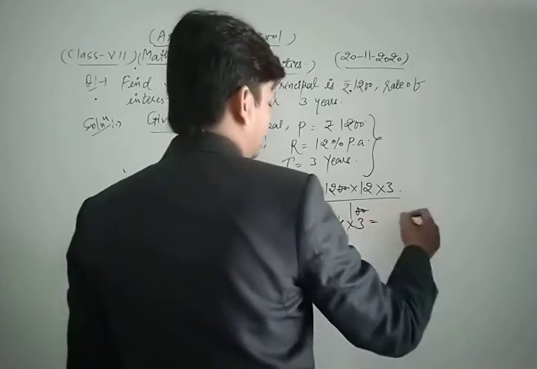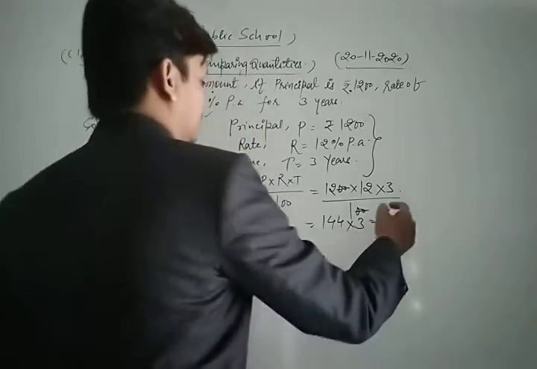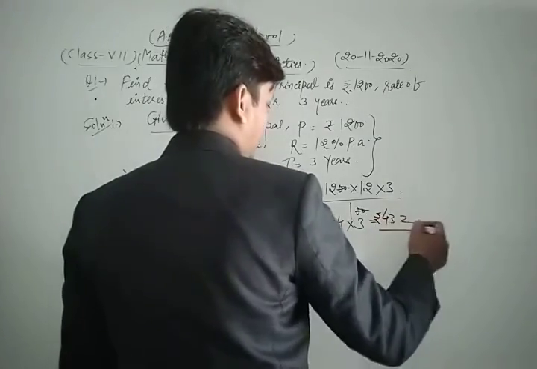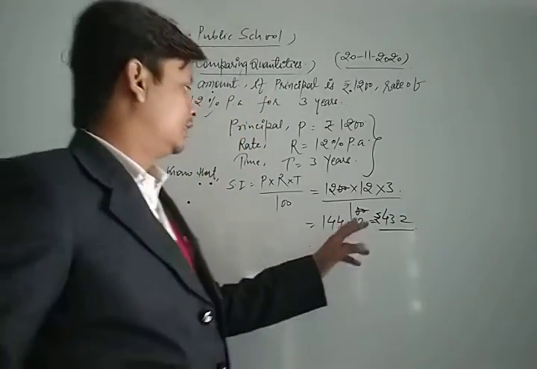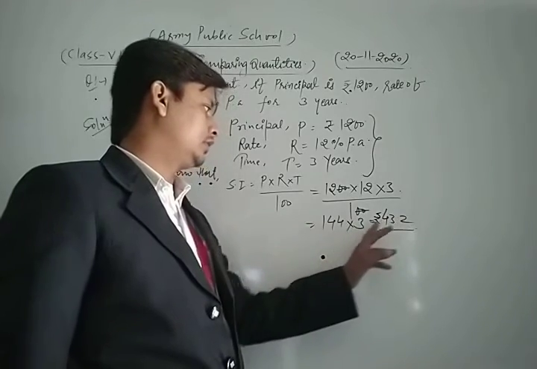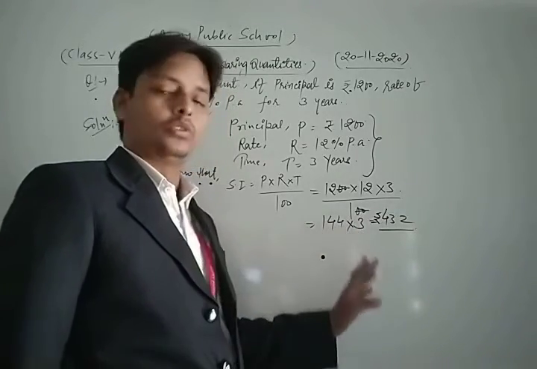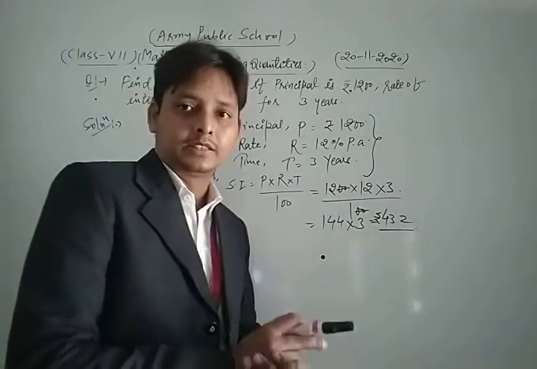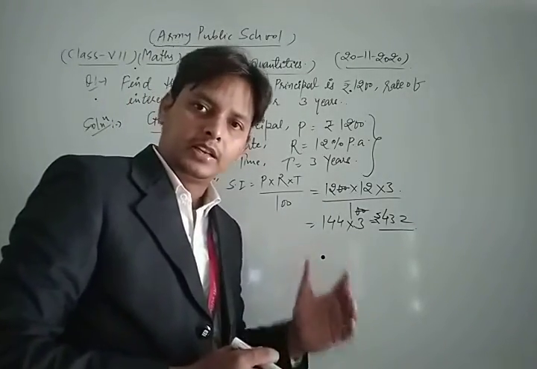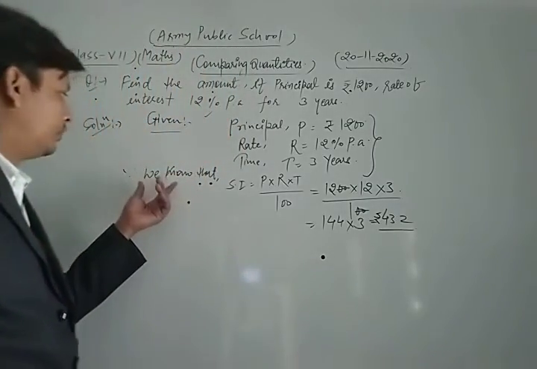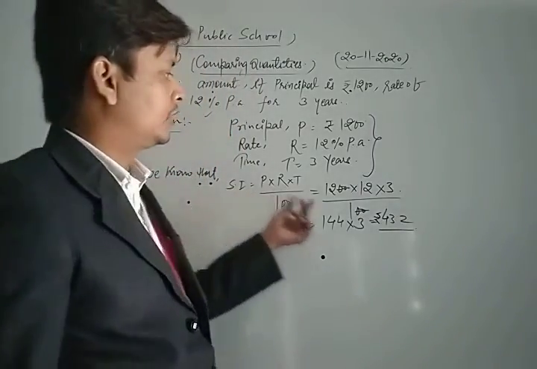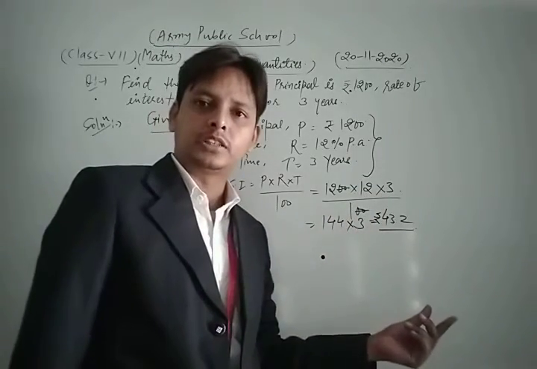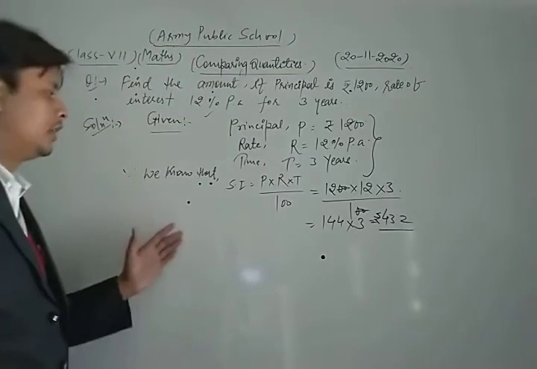So we get, okay. Let's see. 3 4s are 12, carry 1, 3 4s are 12, plus 1 is 13, carry 1, 3 1s are 3, plus 1 is 4. So rupees 432 is our simple interest. Now let's see. So we know that the simple interest is 1200 into 12 into 3 upon 100. So 144 into 3 is rupees 432.